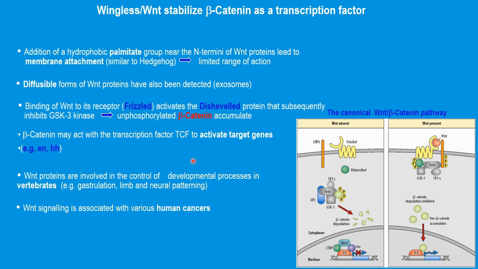So already we're seeing that these two important pathways can regulate one of the important compartment-regulating genes, engrailed, and that wingless and hedgehog trigger activation of each other's pathways.